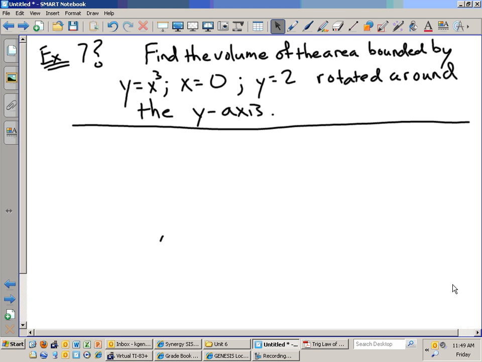So, let's just see where we've been so far. Okay. We found area between curves. We've done more difficult area between curves. Yesterday we practiced rotating areas around the x-axis. Today I just want to show you one rotating around the y-axis.